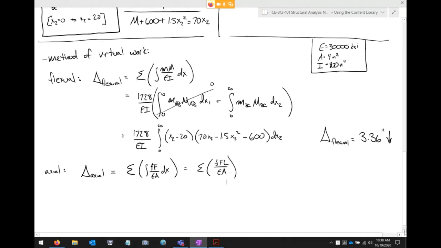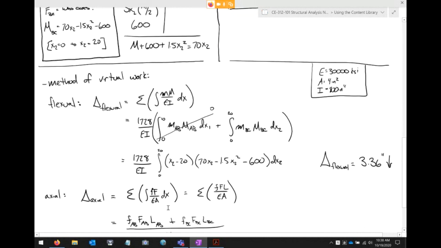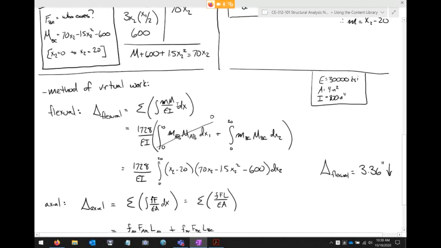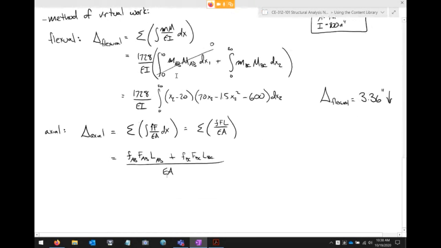And so I'm going to have, therefore, a little f AB, a big F AB times the length of AB, plus little f BC, big F BC, LBC over EA, since the EA terms are the same. But again, just like with the other one, there was a term we could cancel. If you go back up here, the BC terms, we had a little f BC of 0, so we didn't even bother with the big F because this whole term goes to 0.